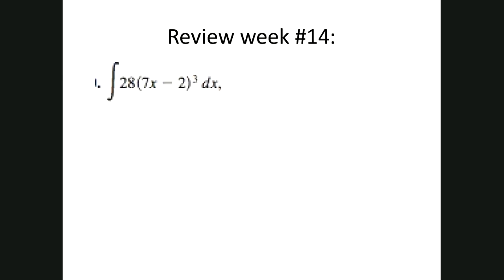All right. Last week we talked about taking integrals using the substitution method. So let's review the substitution method. On a problem like this, the first thing I'd do is let u equal 7x minus 2. Then I would take the derivative, so du is equal to 7 dx. Then I would solve for dx, so I divide through by 7: du over 7 is equal to dx.